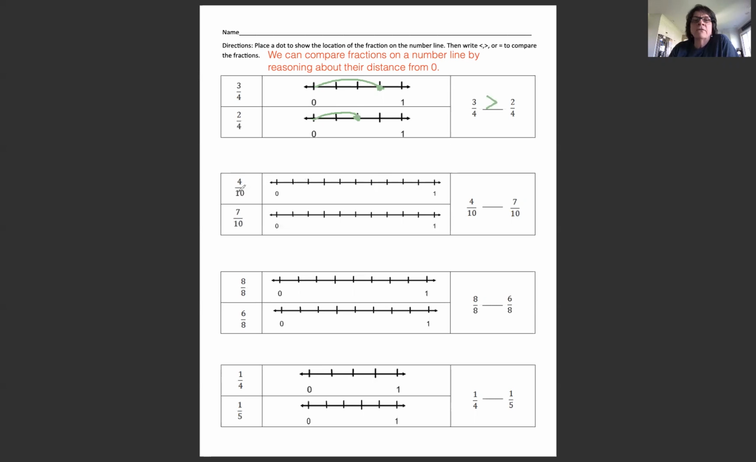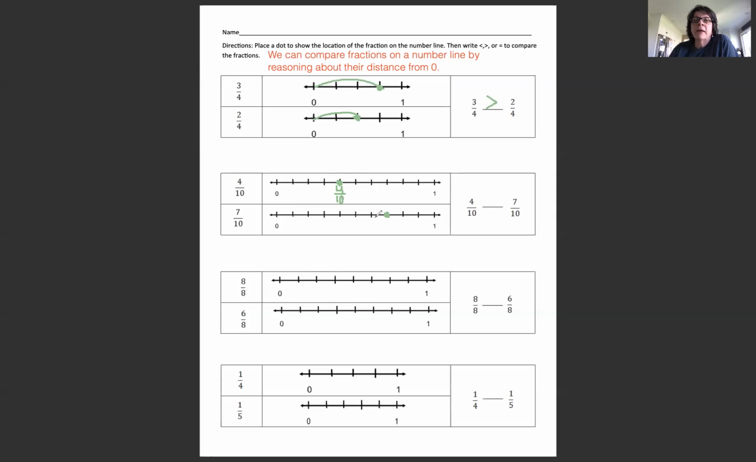And now I want to find 4/10 on there. So this would be 0/10, 1/10, 2/10, 3/10, 4/10. I'm going to put my dot there. All right. Down here, I want to find 7/10. So I'll start again at 0/10, 1/10, 2/10, 3/10, 4/10, 5/10, 6/10, 7/10. And if it helps you, you can go ahead and write the fractions underneath here. That might be a good idea. So we'll write 4/10 here.